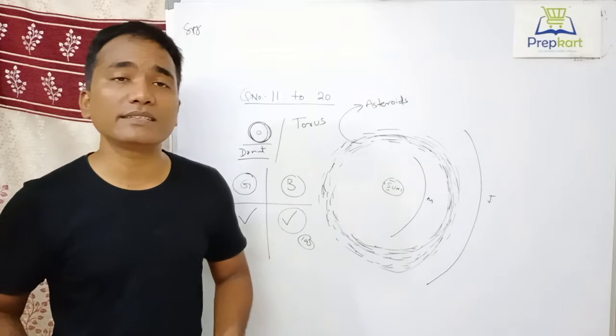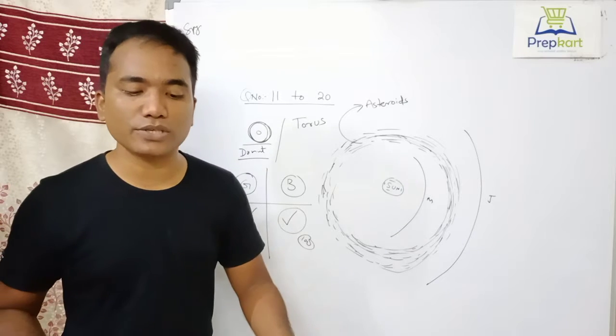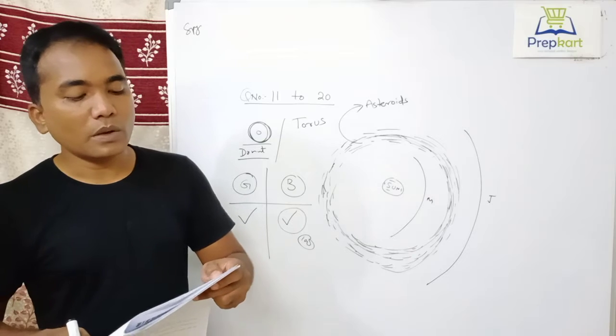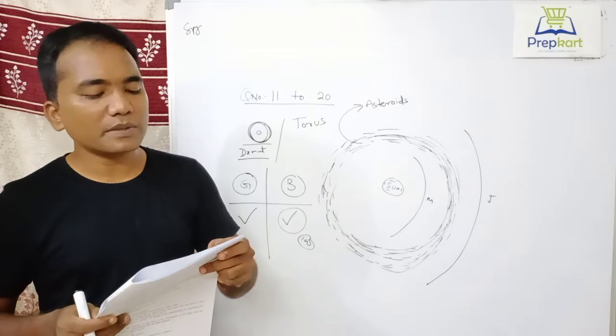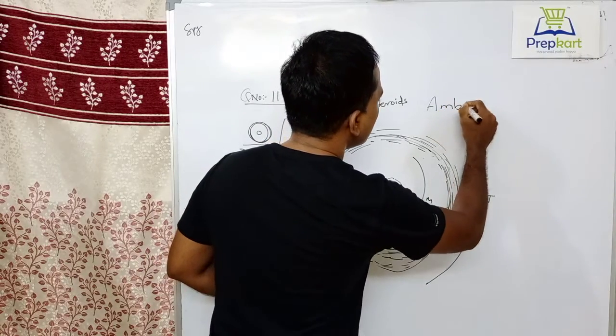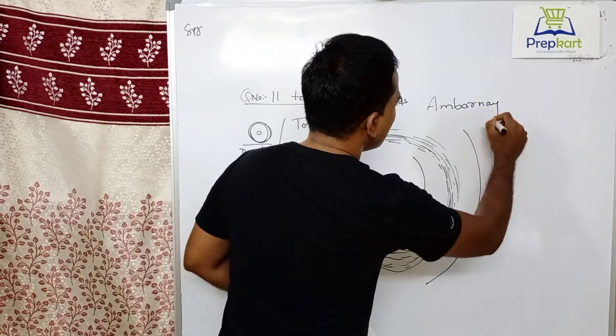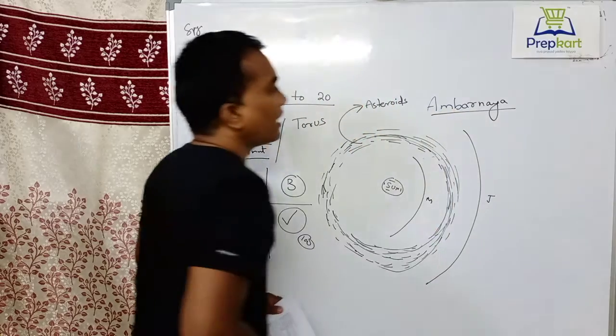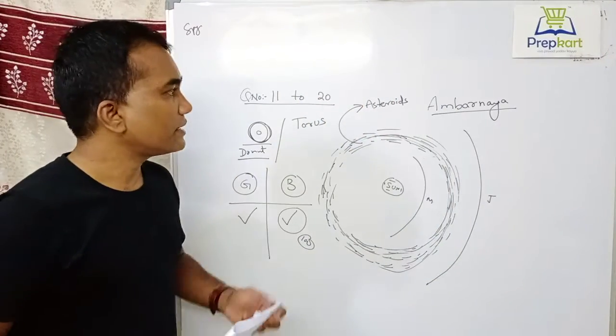Directly the answer is it deals with quality education. Now what is the 15th one? Where is Ambarnaya River? I am writing here Ambarnaya River. Where is this Ambarnaya River, and why it is in news recently?